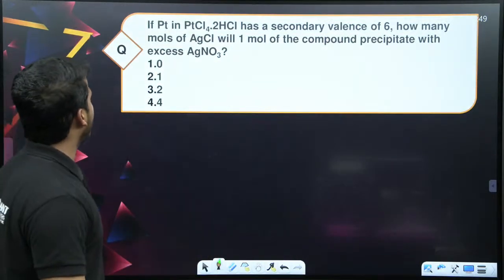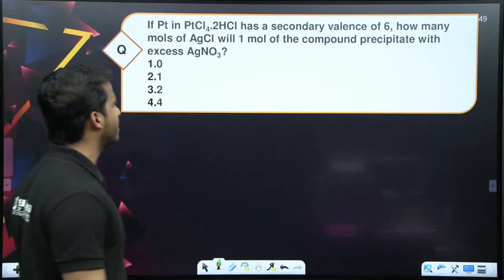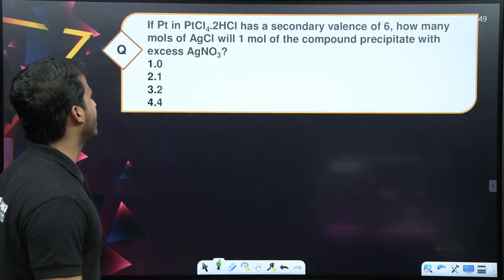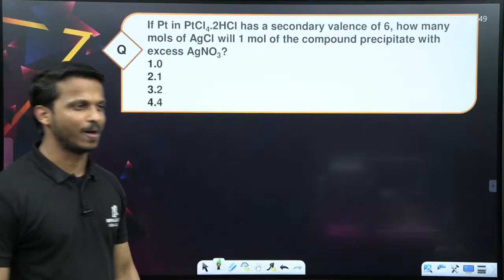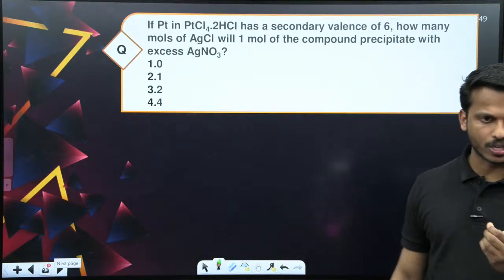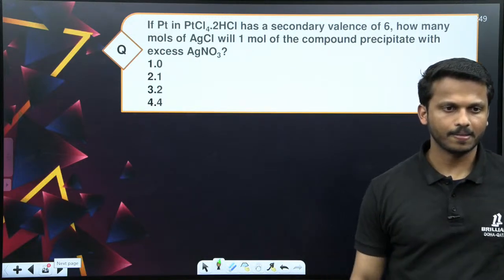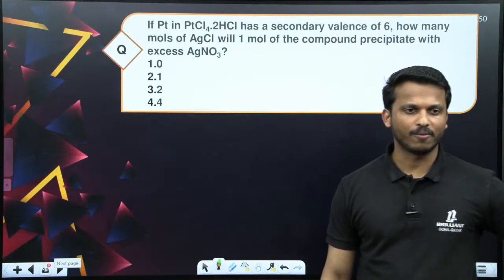In platinum, PtCl4·2HCl has a secondary valency of 6. How many moles of AgCl will 1 mole of the compound precipitate with excess AgNO3? Come on, a good question. Give me the correct answer. Read the question carefully. Take time.